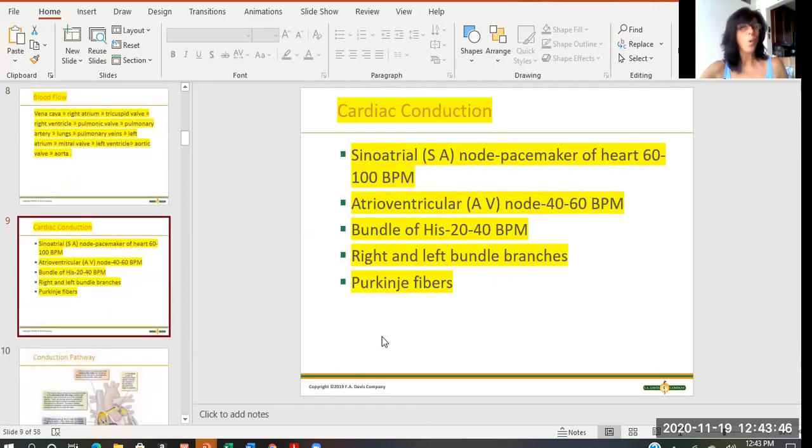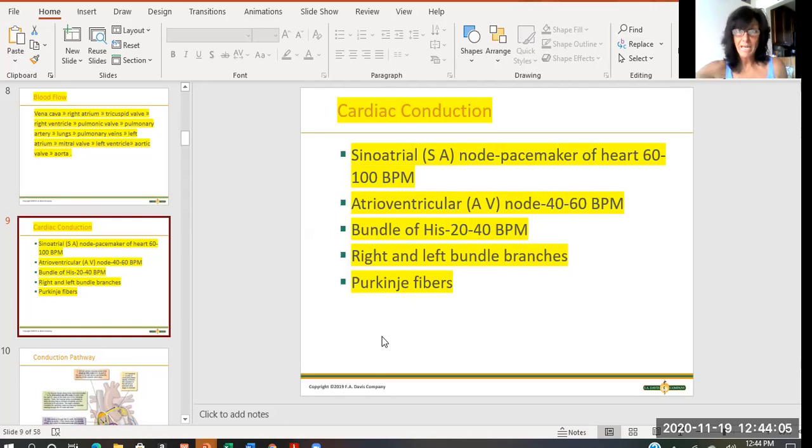Then we have a whole other system going on simultaneously, which is an electrical system, and that's cardiac conduction. When we talk about cardiac conduction, on the exterior of the myocardium, there are areas called nodes that actually are like the ignition in your car.